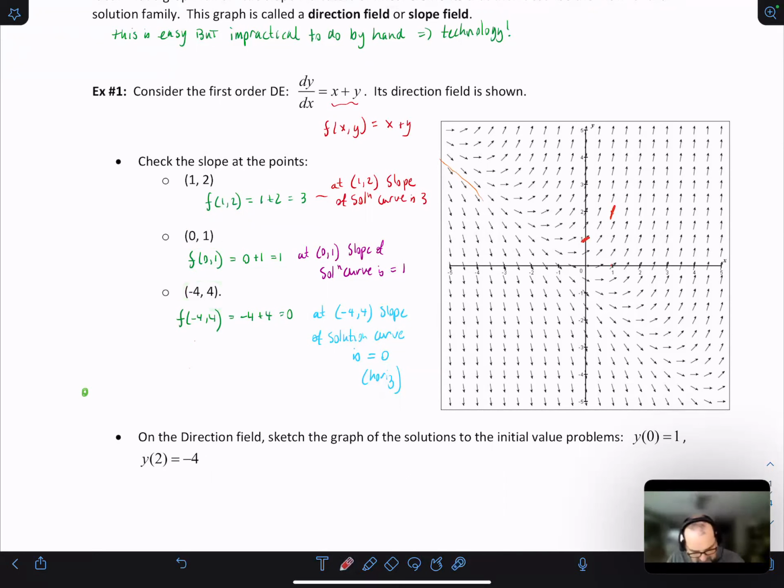Clearly, if we plug that in, we get negative 4 plus 4 is 0. So if we go to (-4, 4), we end up right here, and that is our little slope indicator. And again, that looks like a horizontal slope indicator, hence a slope of 0. So this all seems to check out.